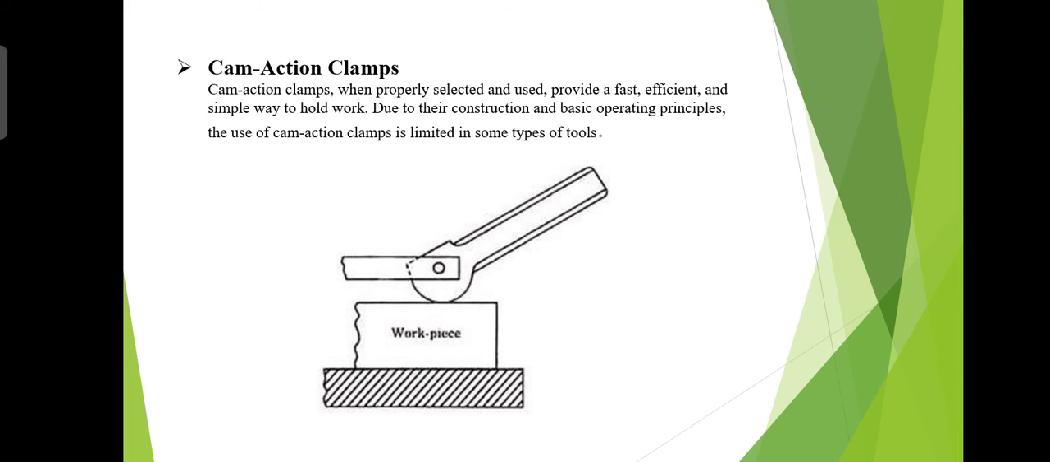Now, these are cam action clamps, and cam action clamps, when properly selected and used, provide a fast, efficient and simple way to hold a workpiece. Due to their construction and basic operating principles, the use of cam action clamps is limited in some types of tools. This is the basic diagram of cam action clamps. This one is the workpiece and this one is the support. Here the workpiece is clamped and kept due to cam action.